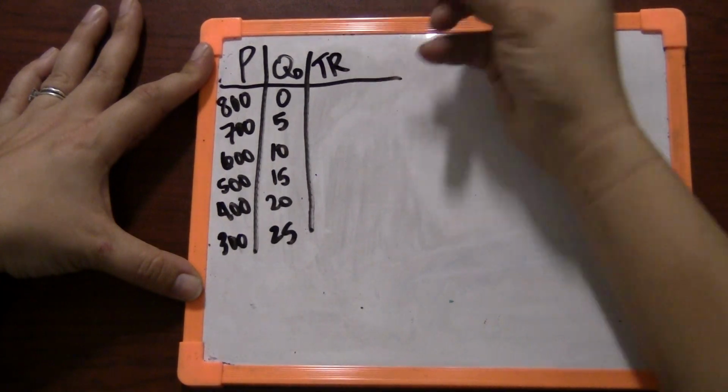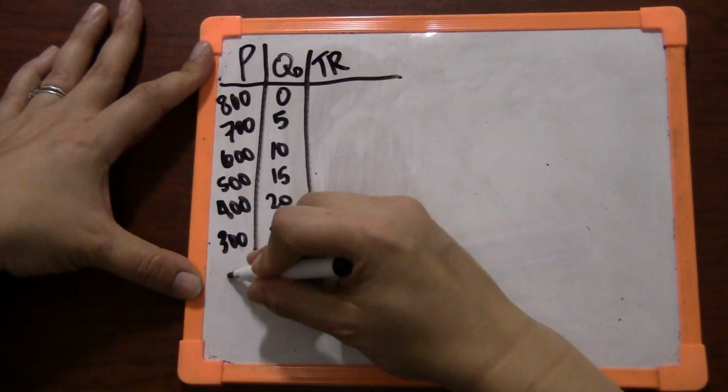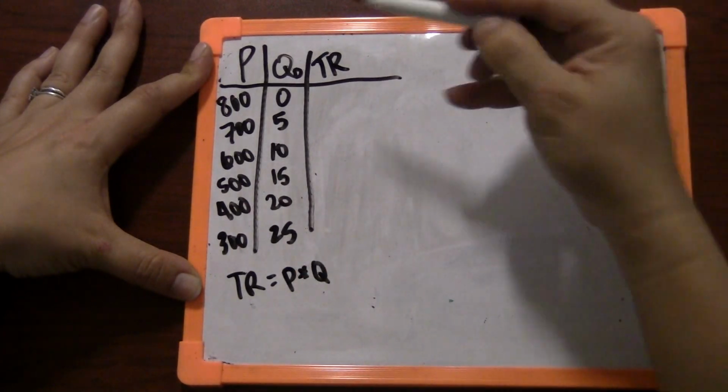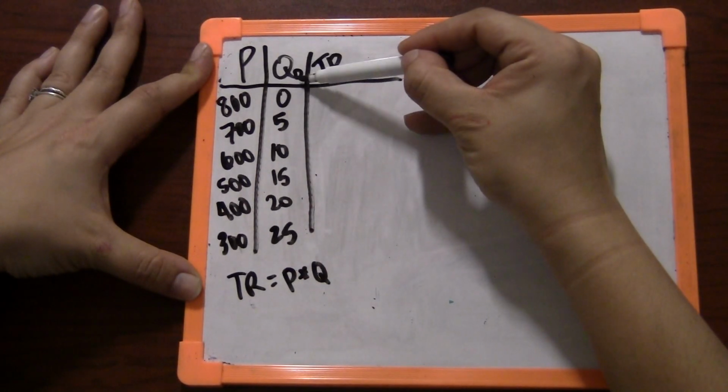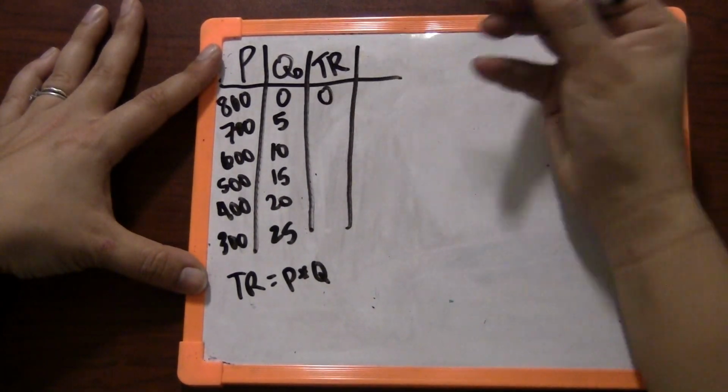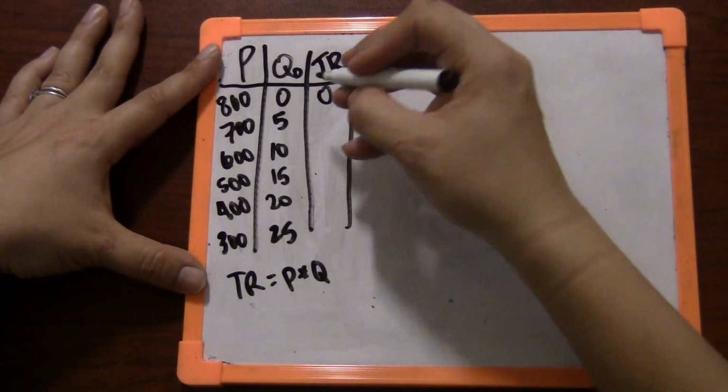All of this translates to Apple's total revenue. Remember, total revenue is just price times quantity. How much do you charge multiplied by how many people do you sell to? Well, if they charge $800, no one buys it. They don't make any money.